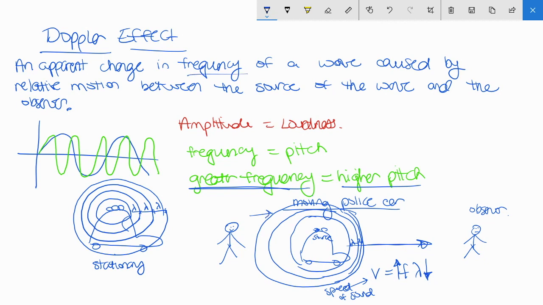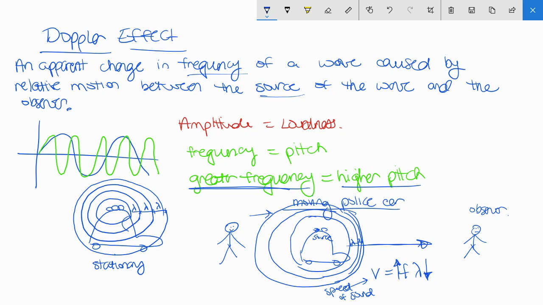Okay, and that's what the Doppler effect is. It's an apparent change in frequency of the wave caused by a relative motion between the source of the wave and the observer. Okay, so I want you to think about the example I said. Let's say instead of a train, you're in the car with your partner, okay?